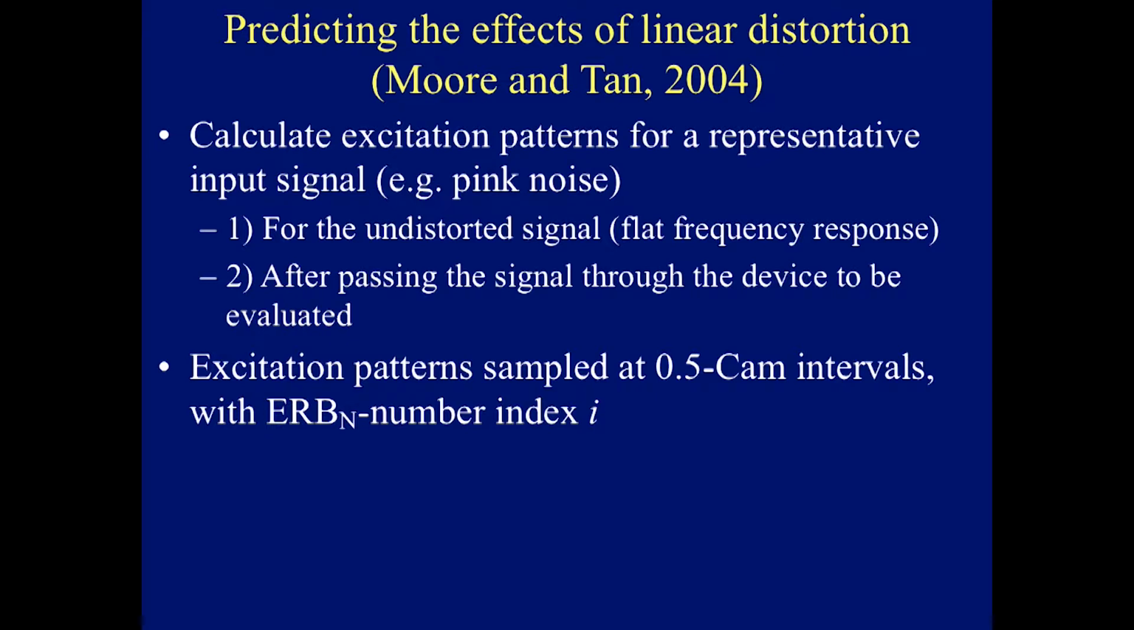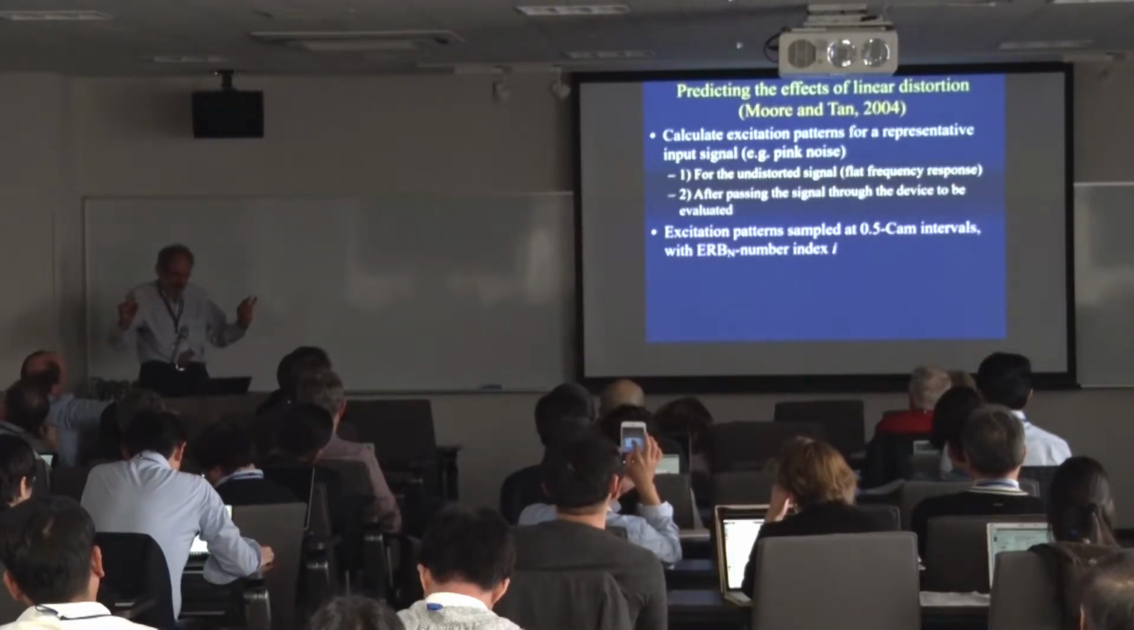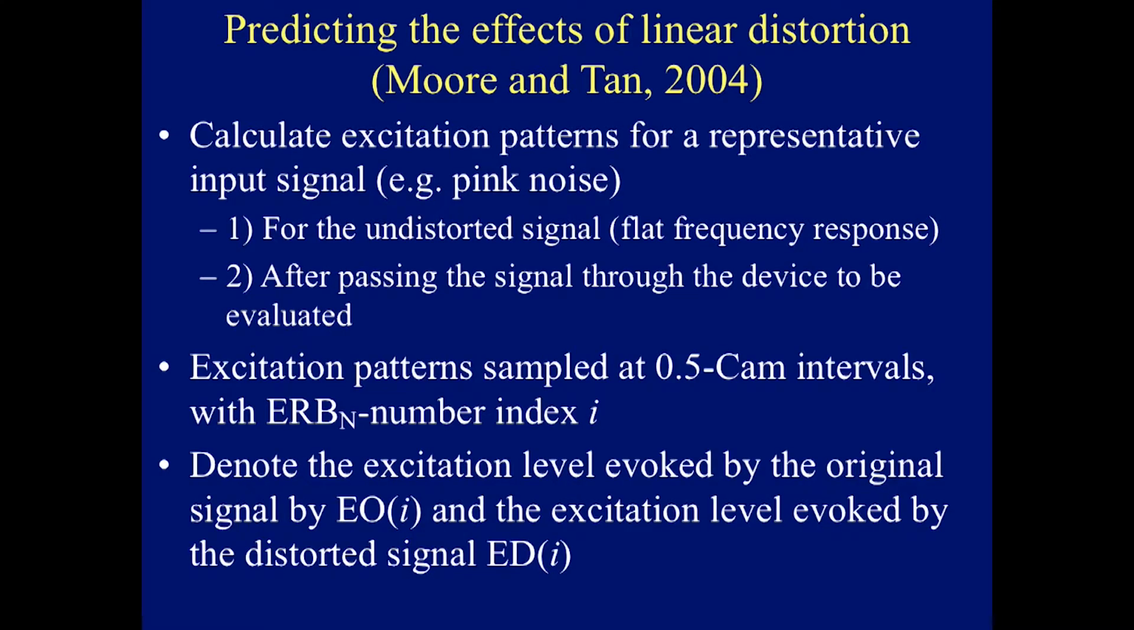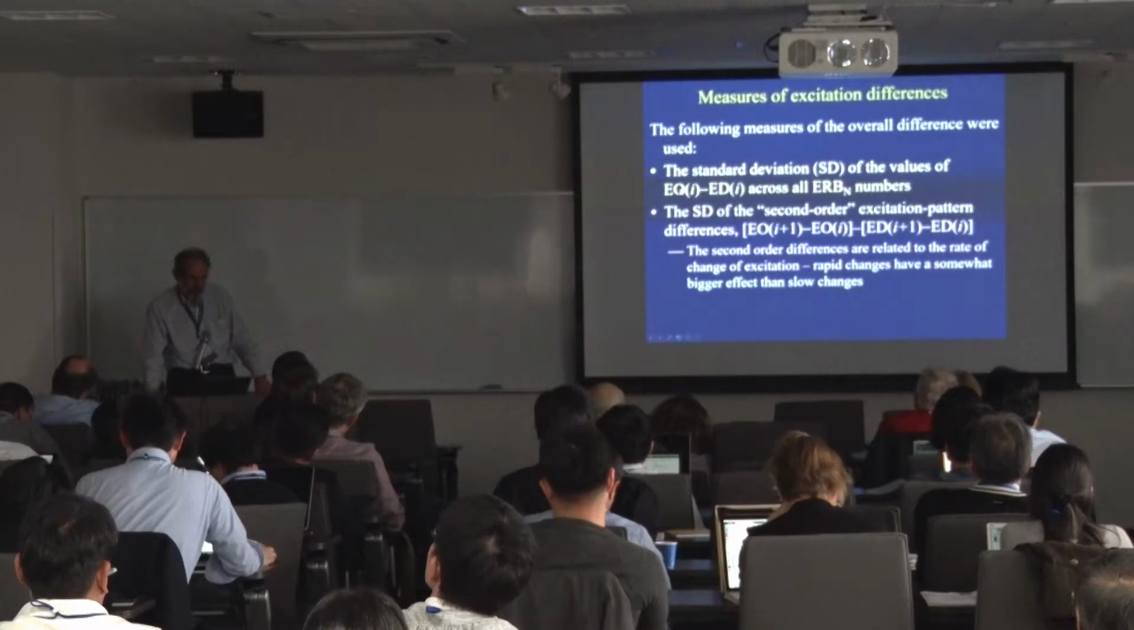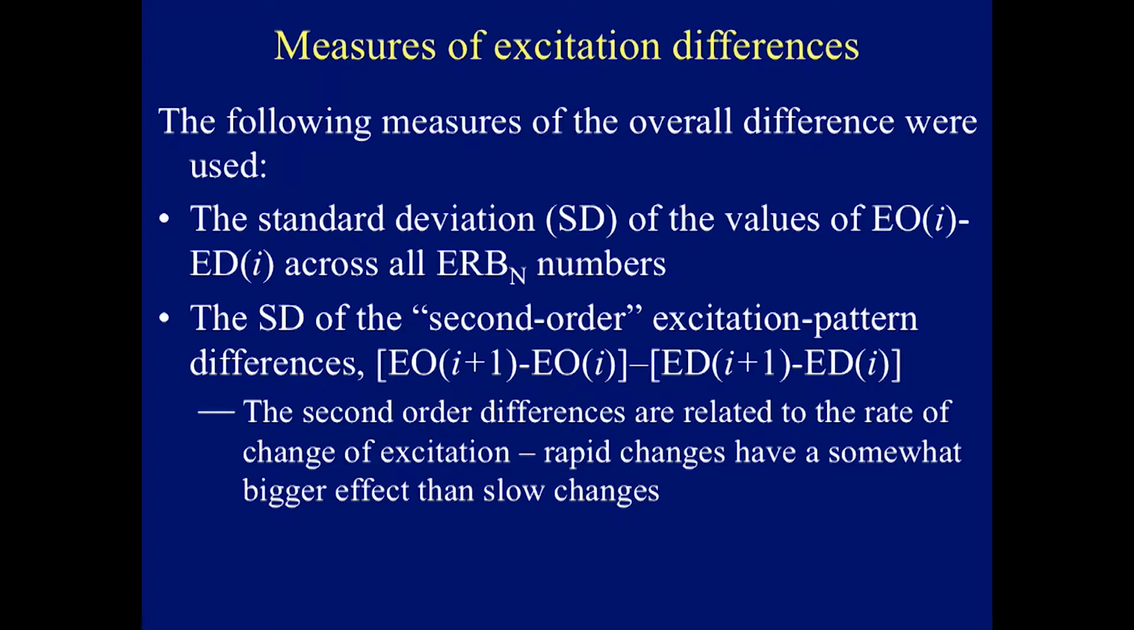We sample the excitation patterns at 0.5 cam intervals, and I use I for the index of the Erb number. That's just that you're counting along in steps along this Erb number scale. We can denote the excitation level evoked by the original signal as EO with index I, and the excitation level evoked by the distorted signal as ED with index I. And we calculated 2 measures of the overall difference in the excitation patterns. One was just the standard deviation of the values of the differences across all Erb numbers. So you take the difference between the original and the distorted excitation pattern, and you work out the standard deviation of that across all Erb numbers.